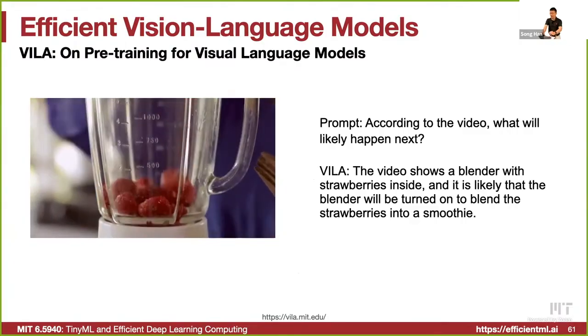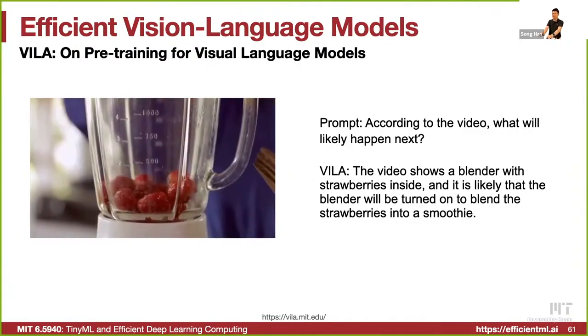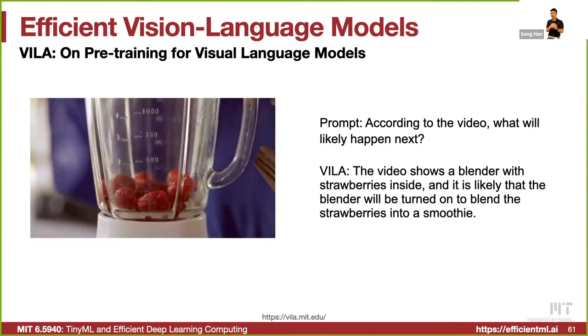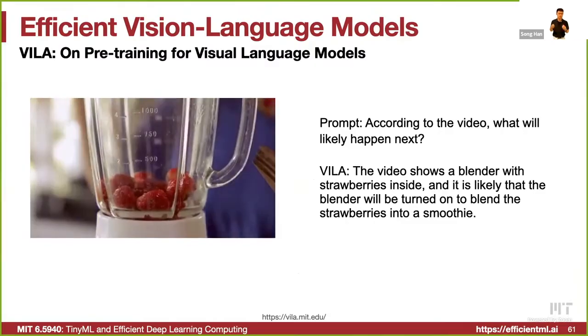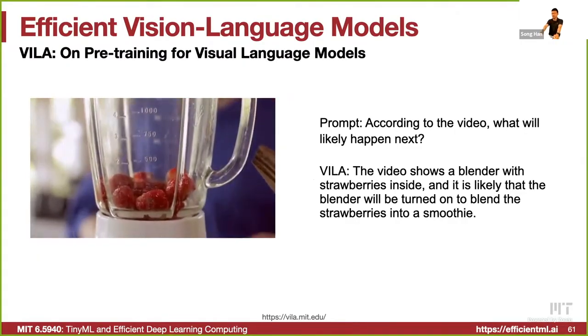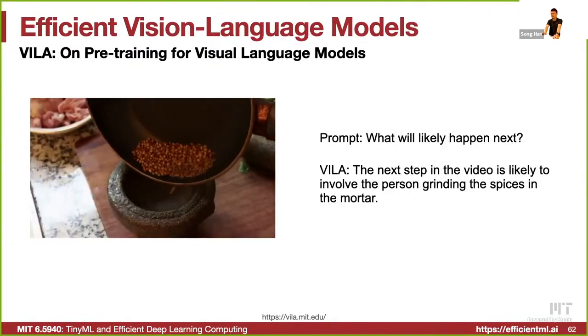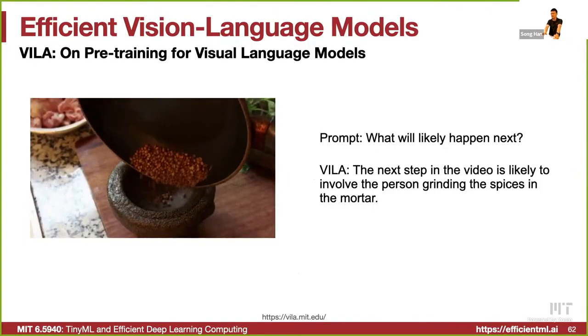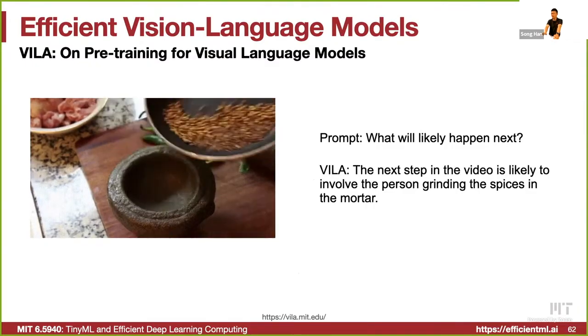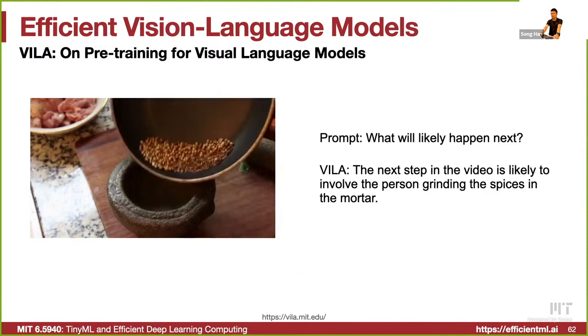Given this video, what is likely to happen next? VILA says the video shows a blender with strawberries inside, and it's likely that the blender will be turned on to blend the strawberries into a smoothie. So it has world knowledge, knowing what's going to happen next given just a few frames. That's also called a world model. A world model with world knowledge understands how the world works, and given some frames predicts what's going to happen next. Similarly, in this case, what will likely happen next? VILA says the next step in the video is likely to involve the person grinding the spices in the mortar.